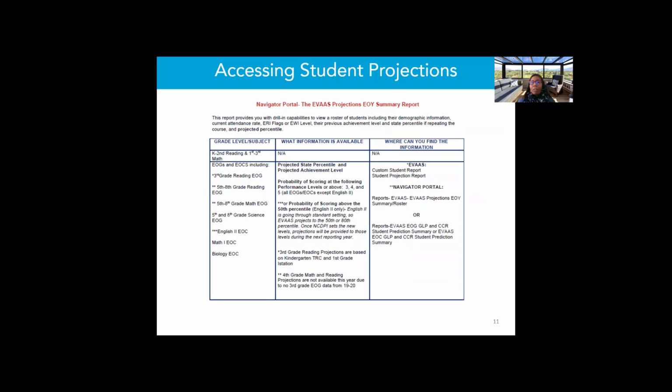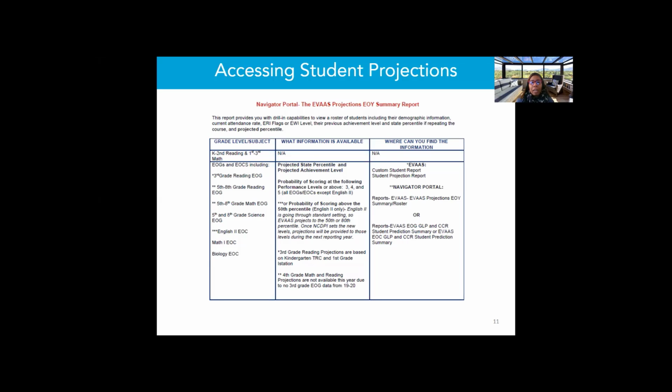So we access our projections in 2 different places. We can access projections if I have leadership access in EVAAS, and you go through custom student report or student projection report. Or if I want it nicely organized by teacher and in class, I can just come into Navigator Portal and access it there. I can just go to reports, EVAAS, and then EVAAS projections, EOI.